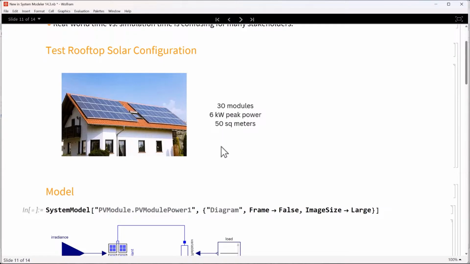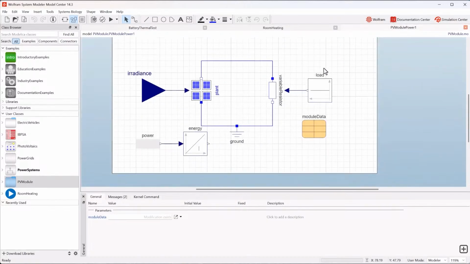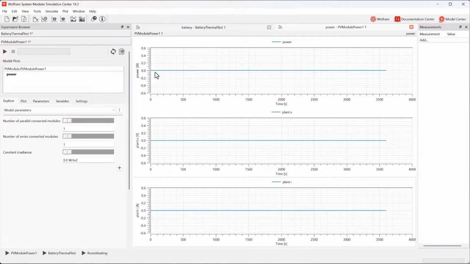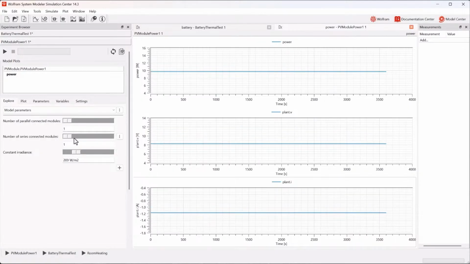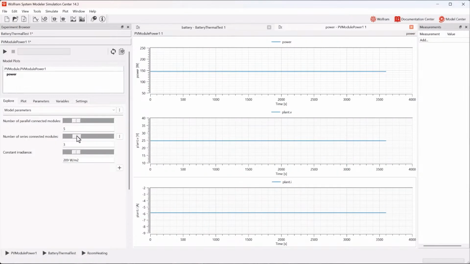Let's open the model in System Modeler. Here you see a solar plant connected to a fixed load. If we simulate this model, we can examine how power, voltage, and current change as we vary the number of modules. Traditionally, exploring different configurations meant stopping and restarting the simulation for each parameter set.